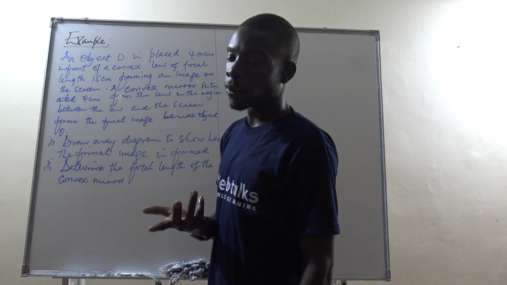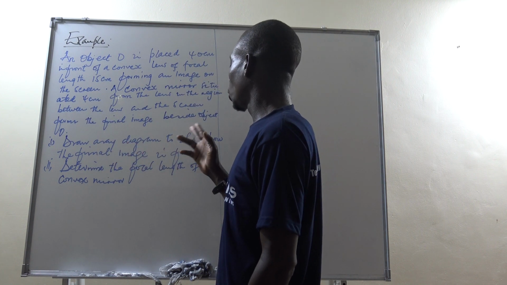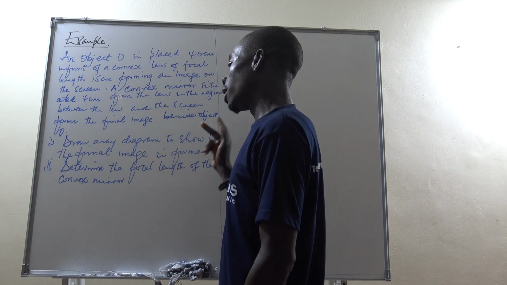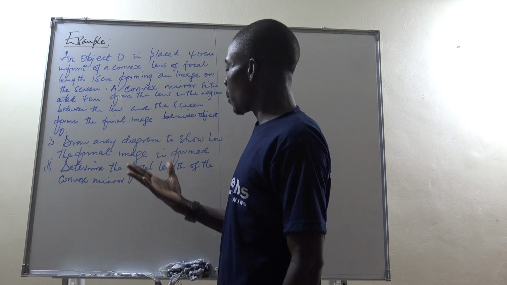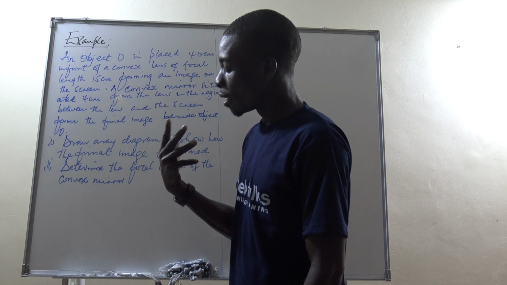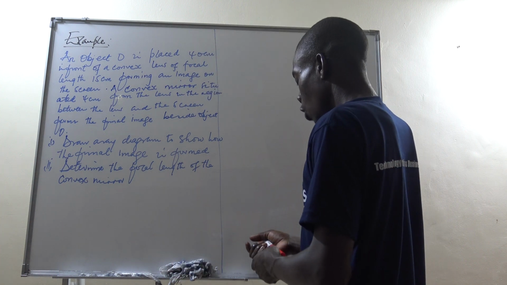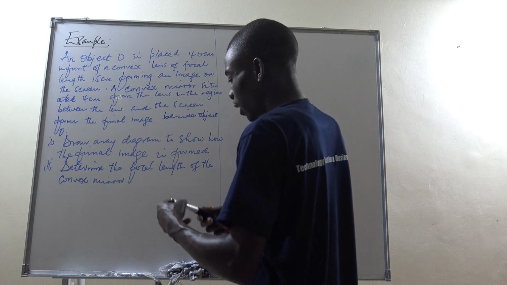Then they are saying, draw a ray diagram to show how the final image is formed, and then determine the focal length of the convex mirror. So, what do we do in this case here?